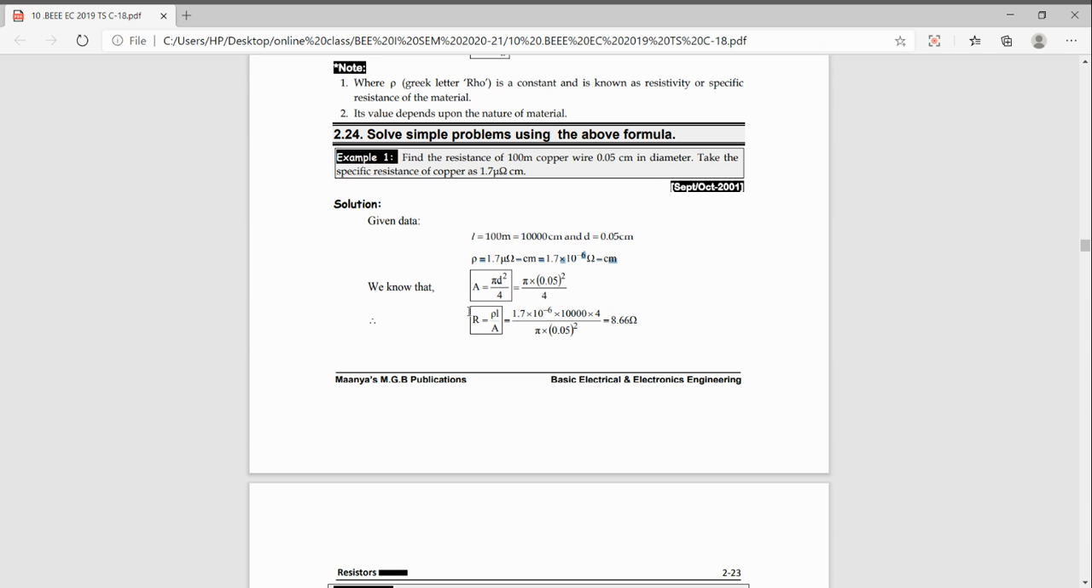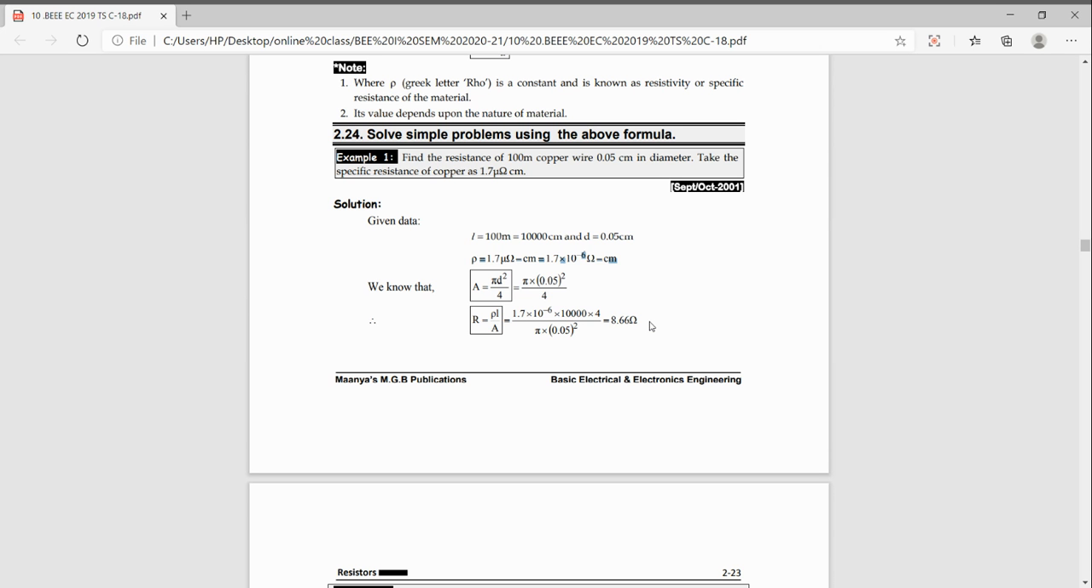Now we have to find out the area. We know the formula A is equal to pi into D square by 4. We can directly substitute the D value: pi into 0.05 whole square by 4. We will get the area, and now we can find R is equal to rho into L by A. Here rho is 1.7 into 10 to the power of minus 6, which is given, into 10,000 divided by area. We substitute the area value here, and then we will get the resistance value as 8.66 ohms.